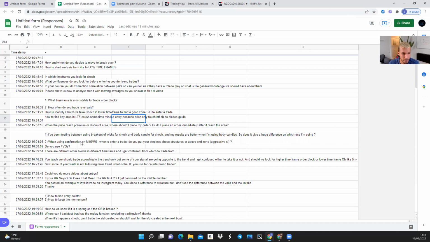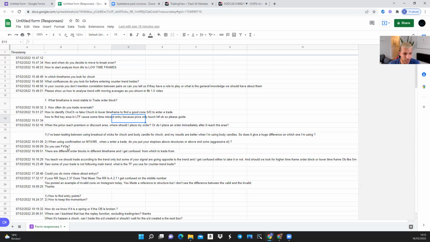It depends. When using confirmation on 5 minutes, when you enter a trade, do you put your stop loss above structure or below support? Not support. Supply and demand zone, aggressive stop loss. Depending on how good of a confirmation I get, so if all the liquidity is cleared, if the higher time frame zone is good, if I get good confirmation that we are changing direction, then I go with a more aggressive stop loss. Otherwise, I put it below structure.